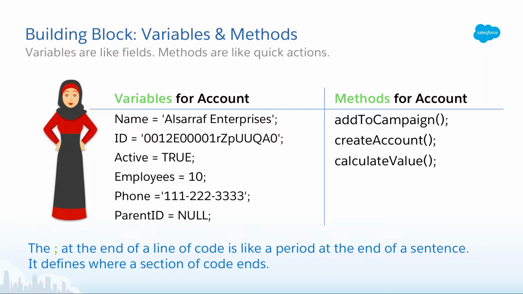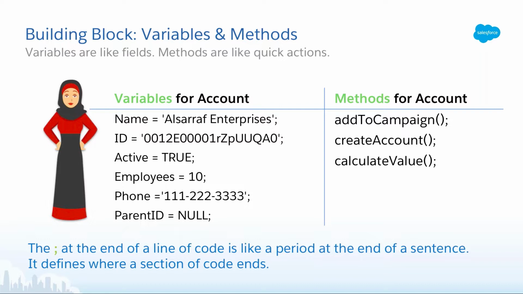You can see here that we use the word null when there is no default value. So have a look at the parent ID variable and you'll see null next to it. Now let's check out the methods. These are the default actions that a class can take. So things like add to campaign, or one that we'll be working with throughout this presentation, calculate value, which automates creating an account, a task when an account reaches a certain value.